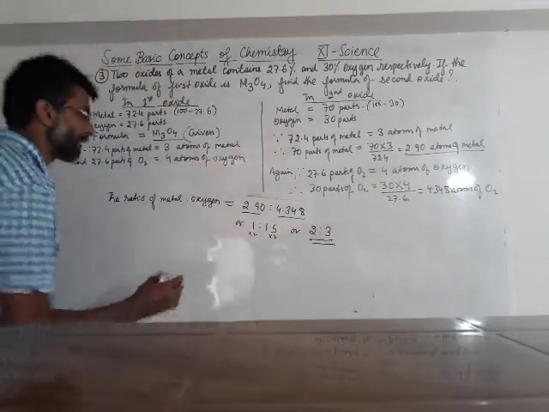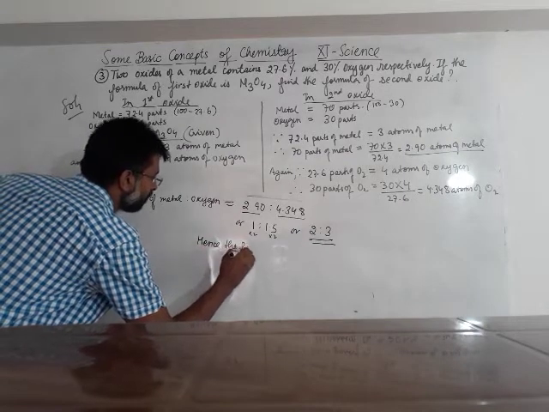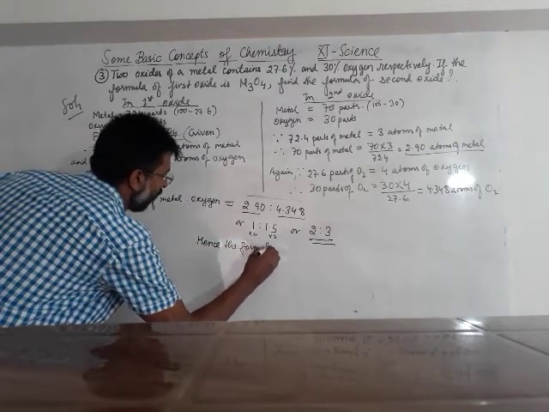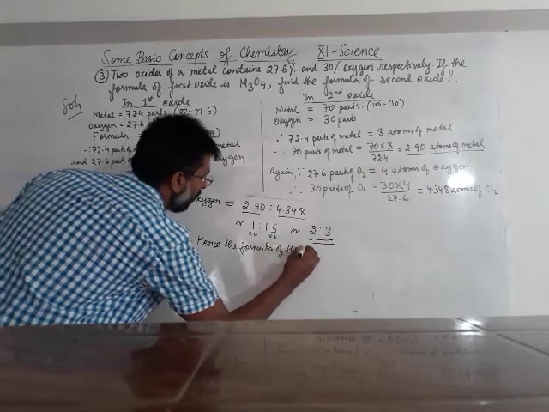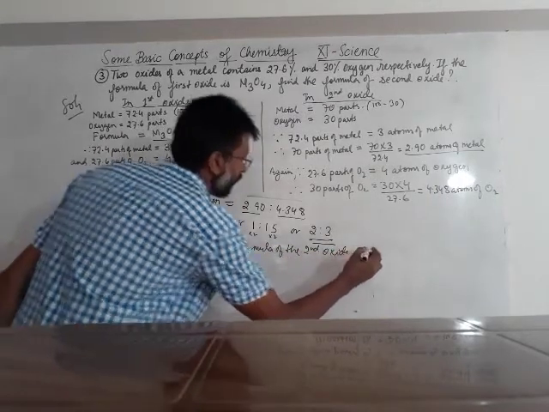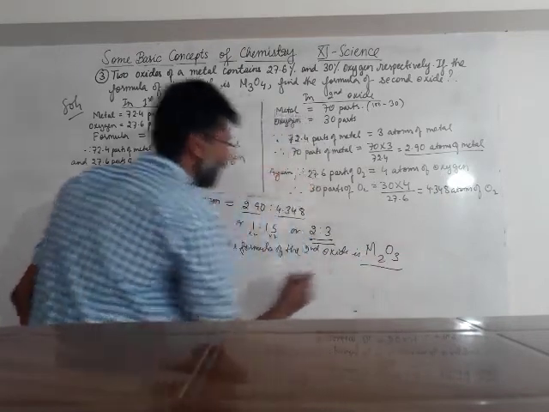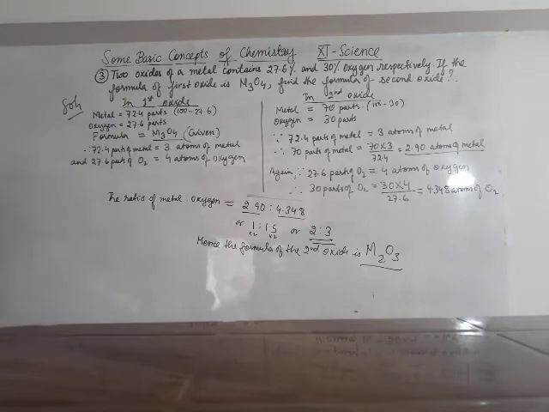So hence we can say, hence the formula of the second oxide, you can write down M2O3. This is the answer. So this is how you are going to do the second sum, which is a problem based on the concept of law of multiple proportions.